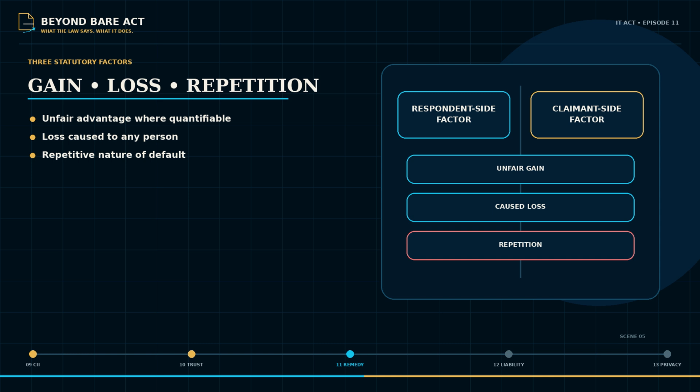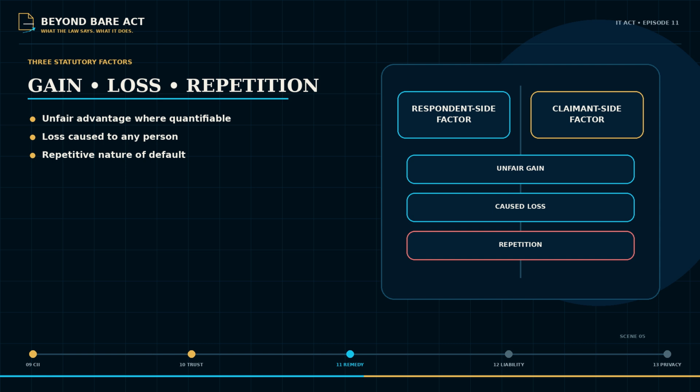Unfair advantage may appear in avoided cost, illicit commercial benefit, or another quantifiable gain, depending on the contravention. Loss must be caused by the default, not merely occur in the same period. Repetition can distinguish an isolated failure from a pattern that continued after warning. These are statutory factors, not a formula that mechanically adds 3 numbers. Evidence and the relevant provision still control the available result.